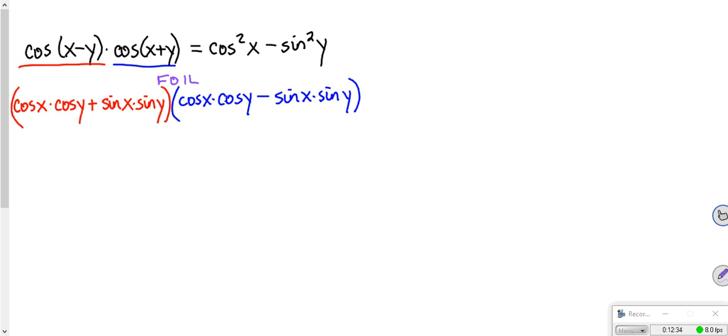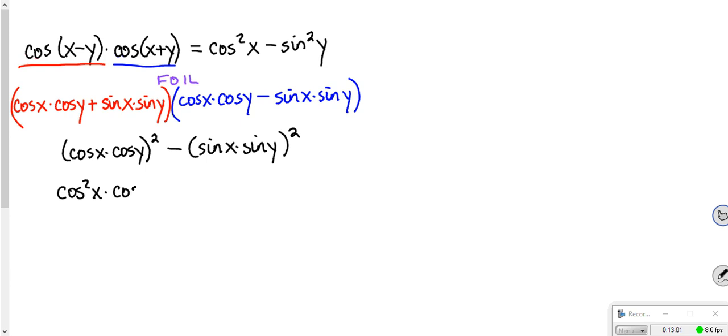Now, it's kind of like the difference of two squares in reverse. Okay? So this is actually cosine x cosine y squared minus sine x sine y squared. Okay, so that's going to give me cosine squared x times cosine squared y minus sine squared x times sine squared y. Now, here's where it gets a little tricky.